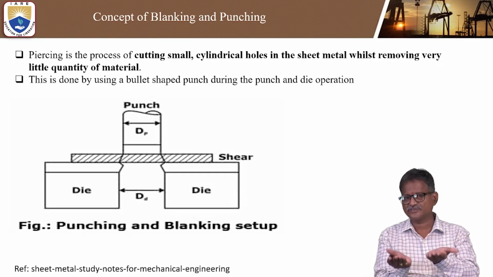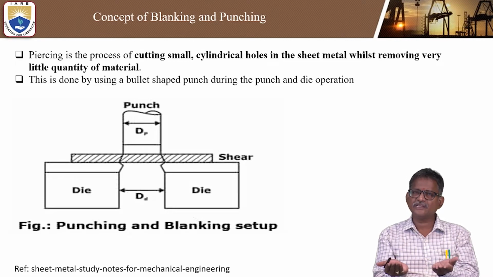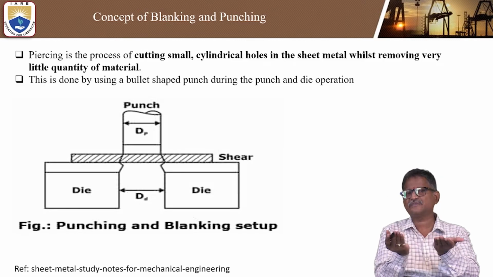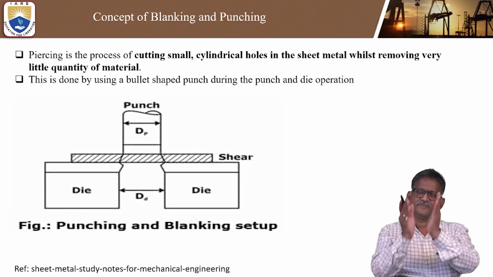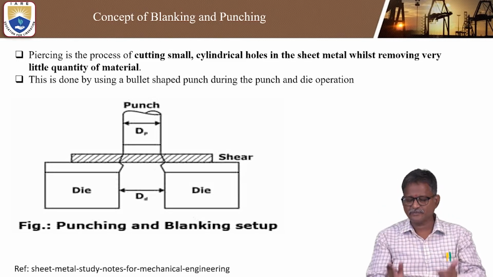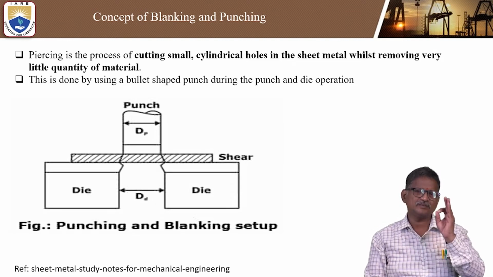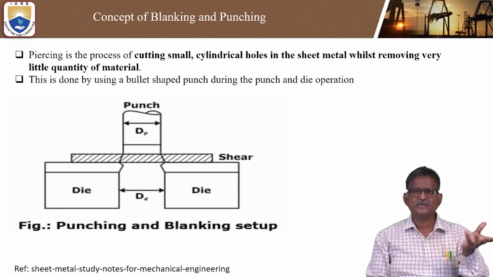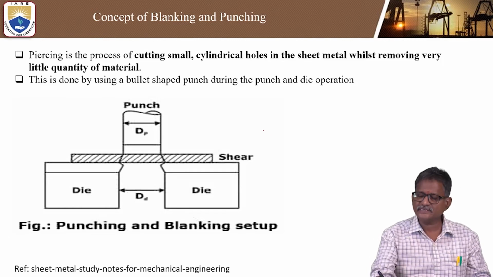Whenever you want to do some operation, two dies are kept vertically, above that one sheet, and above it one punch. It may be a straight rectangle or square cut. If it is a V shape, we will get a V shape, and if it is hexagonal, a hexagonal part will come out from the stock. So that is the main concept of blanking and punching or piercing; piercing is a process.